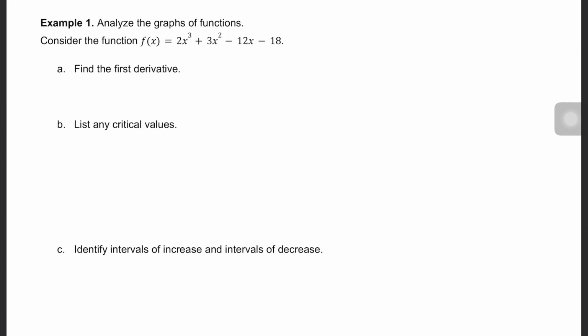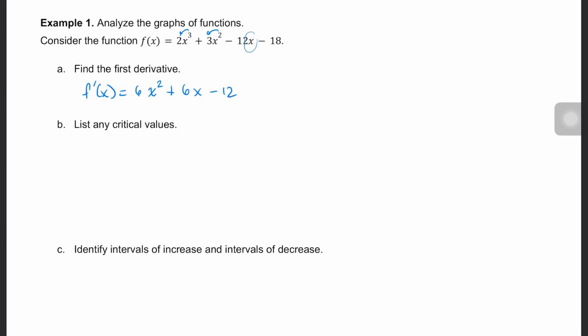Let's begin by first finding the first derivative, and that's pretty straightforward in this case. This is just using the constant multiple rule and the power rule. So 2 times, bring down the power, 2 times 3 is 6, times x, and then subtract 1, so that's x squared, plus, and then bring down the power and multiply that: 2 times 3 is 6, minus 1 is x, and then minus 12, and we drop the x, right? And then the derivative of minus 18 is 0, so we don't carry that. All right, so that was part A.